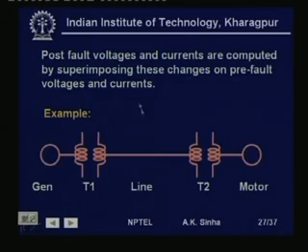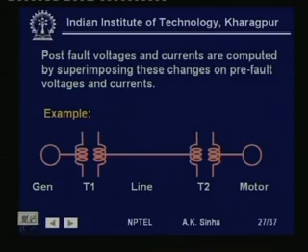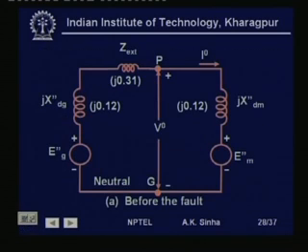Now, let us take this example. Once we calculate these changes by Thevenin's theorem, the post fault voltages and currents can be computed by superimposing these changes on the pre fault voltages and currents. So, let us take again the same example that we had taken earlier. Now, the circuit as we had shown earlier was like this. This is the point where the fault has occurred, and this is the voltage V 0, which is the pre fault voltage at this point.